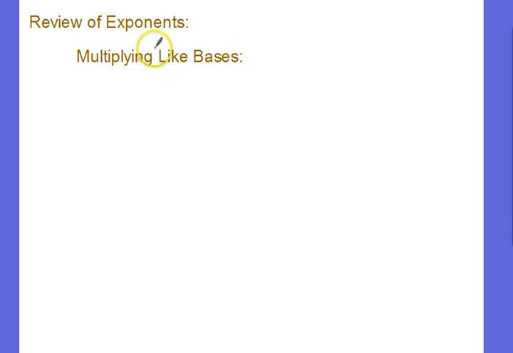But first, let's review some things that you should have already learned, like multiplying exponents that have like bases. So for example, if I'm multiplying a to the x times a to the y, you notice they both have the same base, which is a. Now they have different exponents, but that's okay. If I'm multiplying like bases, I simply add their exponents. So a to the x times a to the y is the same thing as a to the x plus y.